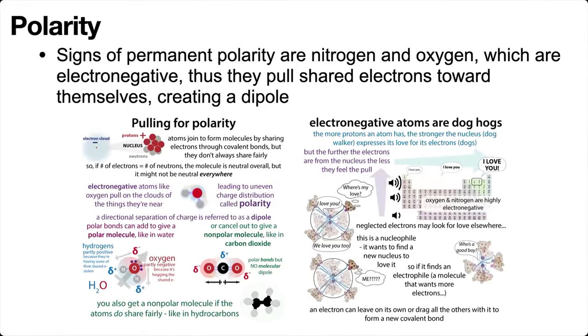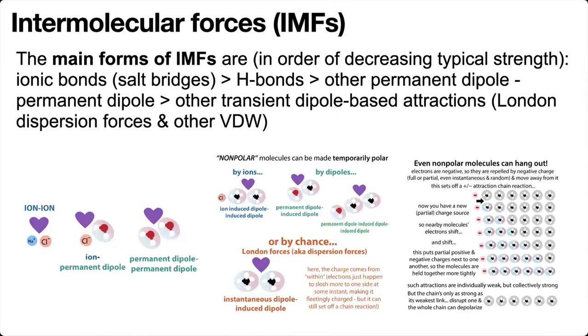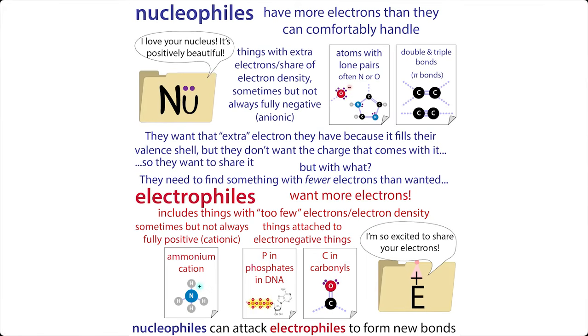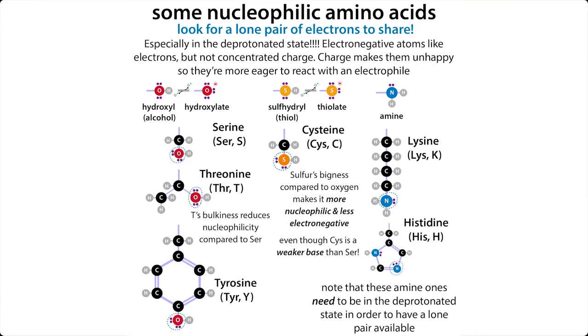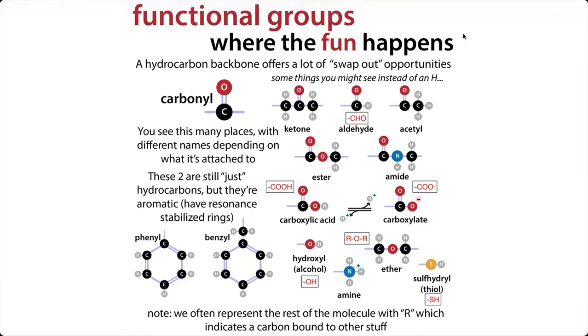And the reason why is because having those functional groups allows for things like polarity, separation of charge, that allows for intermolecular forces, and that allows molecules to do things like act as nucleophiles, say, and help enzymes catalyze or speed up reactions. So here's just a quick guide to some of the important functional groups.